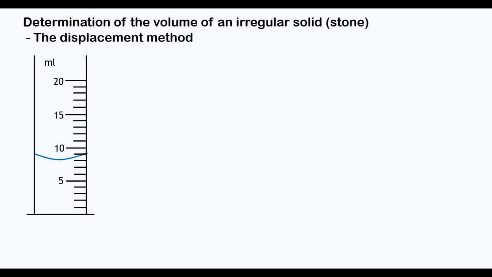Let us see how we can find the volume of an irregular solid using the displacement method. In this case, the irregular solid is a stone. First we place some water in a measuring cylinder, and reading at the lower meniscus, we see here that the volume of water is 8 milliliters. Here each division represents 1 milliliter, so this is 5, 6, 7 and 8 milliliters. We see that the initial volume of water V1 is equal to 8 milliliters.